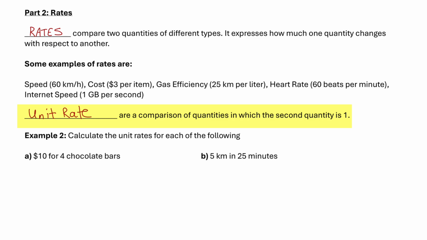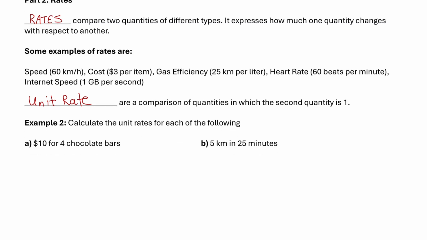A unit rate is a comparison of quantities in which the second quantity is 1. Right? In each of those examples I gave you, the second quantity was 1. It was per 1 hour, or per 1 item, or per 1 liter, or per 1 minute, or per 1 second. Those are all unit rates. Rates aren't always given as unit rates, but it's often useful to convert them to unit rates to get a good understanding of the relationship between the quantities.